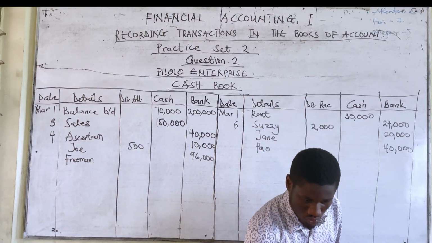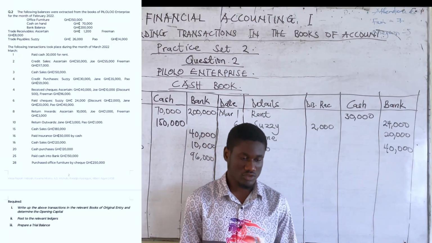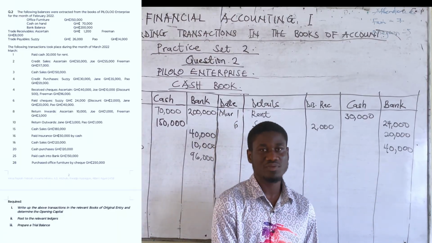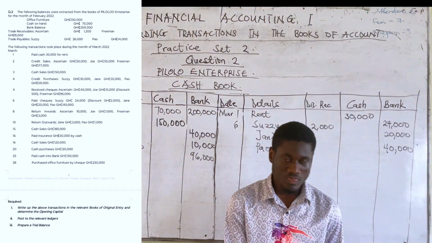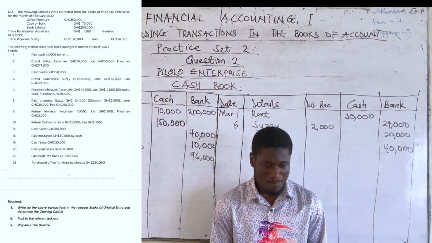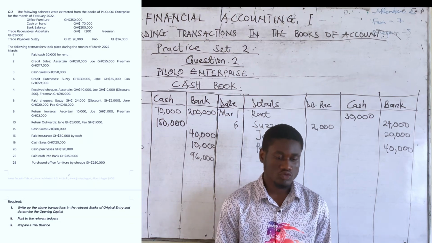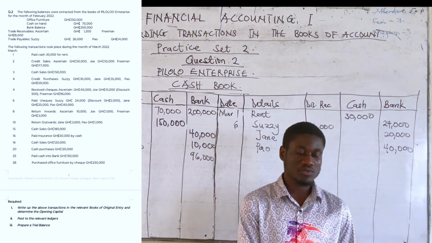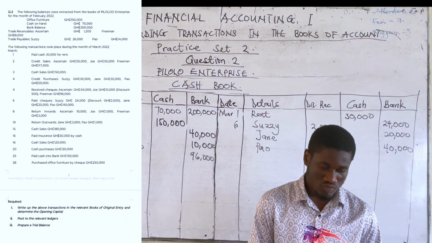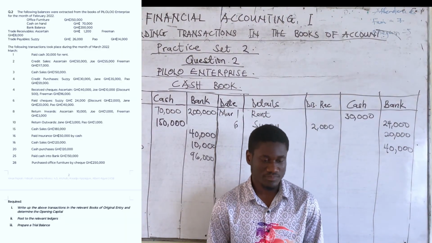Returns invoice is not going to involve cash. It's not involving the cash and bank. So we move on. So this one will be between the returns invoice and what? The customers, okay, or the debtors. Returns outwards is not involving cash. It's going to be between the returns outwards accounts and the what? Creditors. Good.